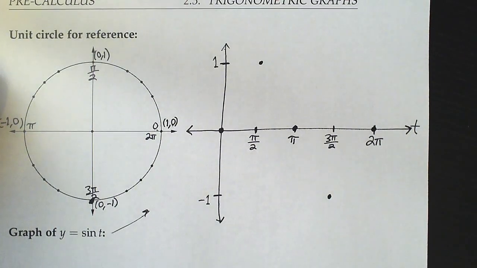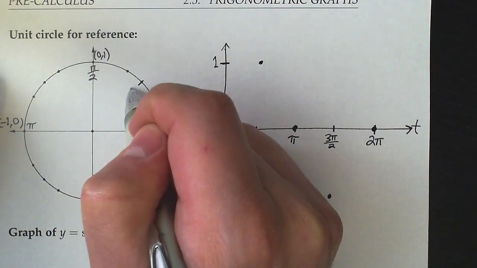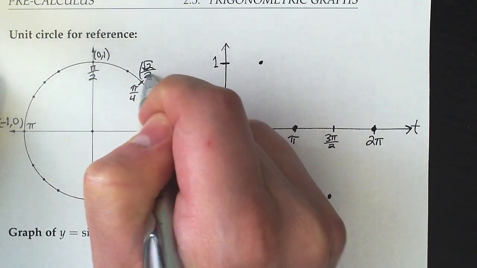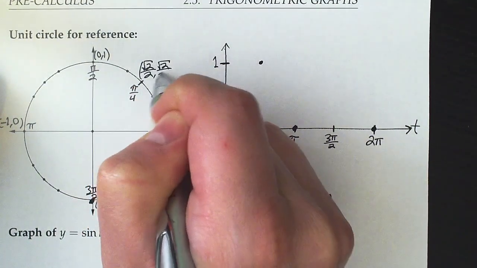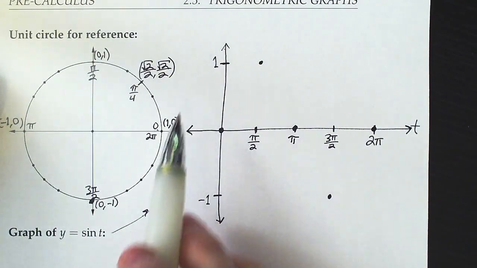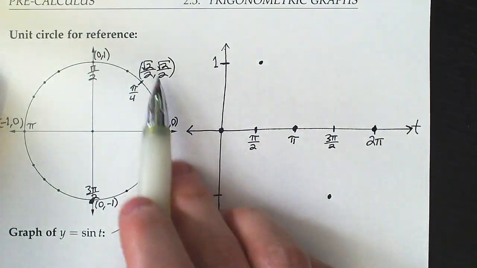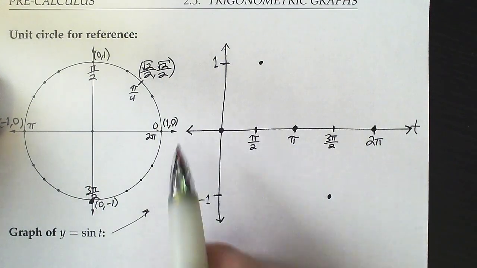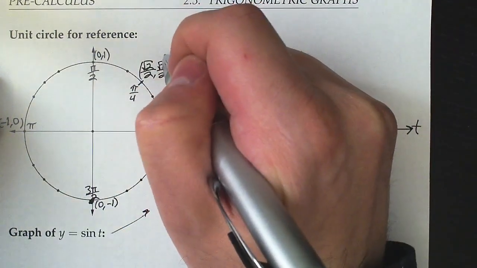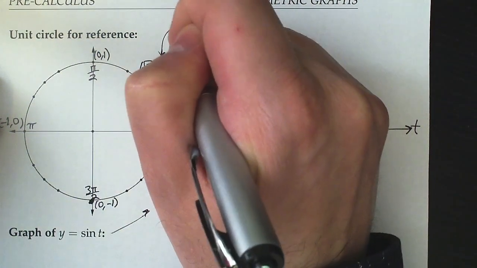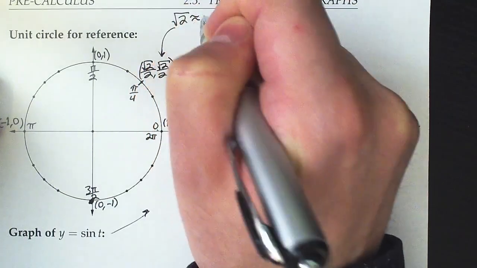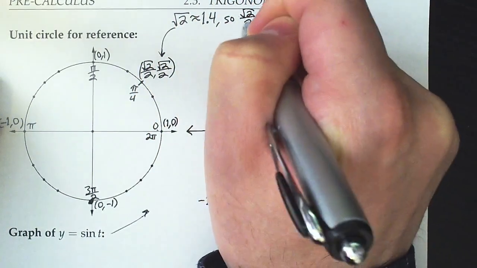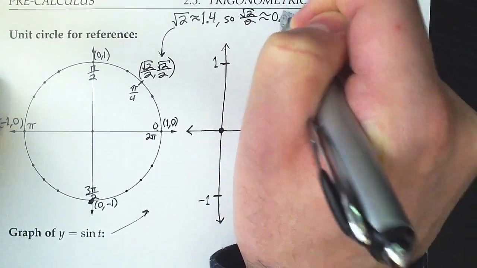Let's fill in just a little bit more. I know that over here is pi over 4. We said that one is square root of 2 over 2, square root of 2 over 2. Well, we need to know this as a decimal or something, right, in order to figure out where it goes on the graph. I'll tell you that square root of 2 is approximately 1.4. So square root of 2 over 2 is approximately 0.7.